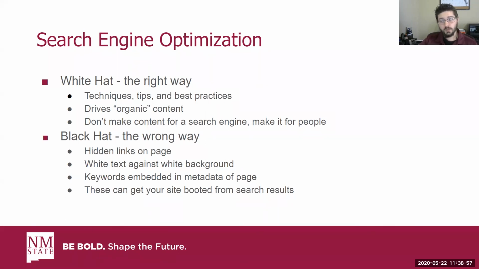The black hat, or the wrong way of doing it, is by trying to trick the Google system and the Google algorithm. And just like people don't like being lied to, the Google algorithm doesn't like being lied to. And it will find out if you're trying to trick it, because there's a lot of information that goes into this. So if you have hidden links on your page, or white text against a white background, or you put in extra keywords, or you put keywords in your metadata, all this stuff can get your site booted from the search results. It won't necessarily kick your site offline, but it'll make it very hard to find your site unless people already know to go there. So your new customer traffic will diminish greatly.